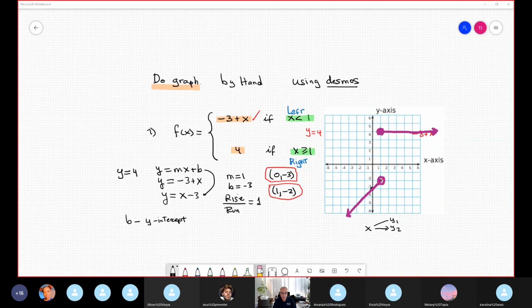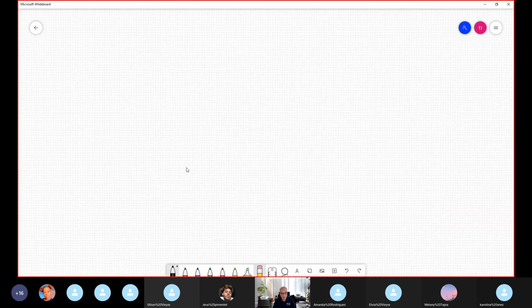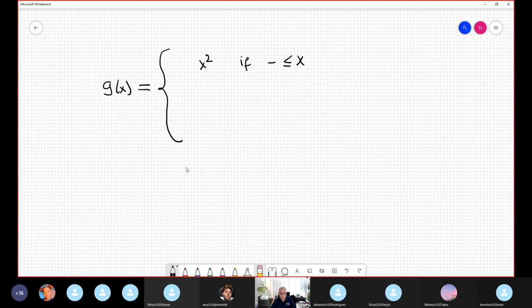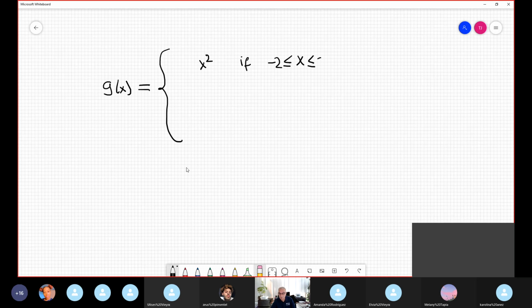Okay, let me erase. The problem we are doing, I don't want to repeat because it's the same thing, was the function g piecewise, do the graph. g(x) is equal to x squared, a quadratic function, if x is in between -2 and +2.